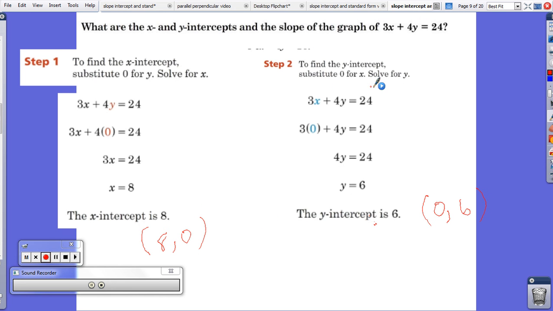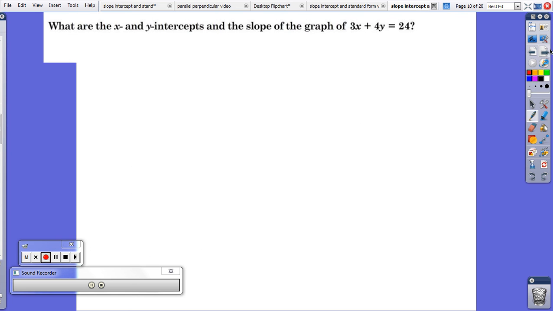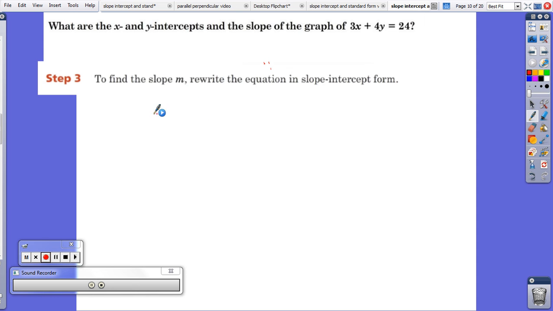How would we find the slope? Okay? So we found the x and y intercepts. Now we need to find the slope of this line. How would we find the slope? To find slope, we're going to rewrite the equation in slope-intercept form. Do you remember what slope-intercept form was? Y equals mx plus b, right? So that's what we're going to do.